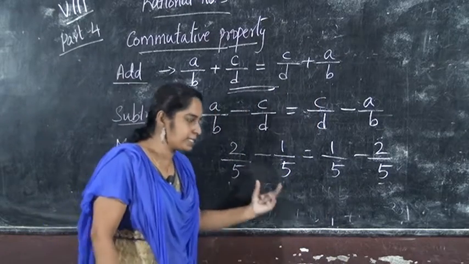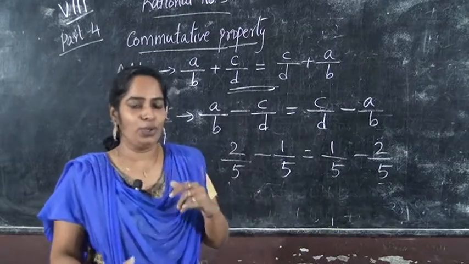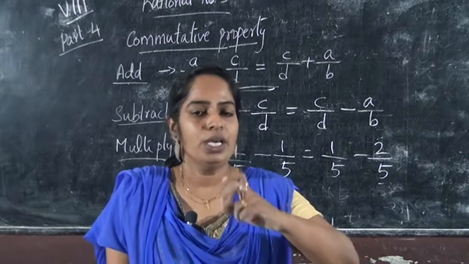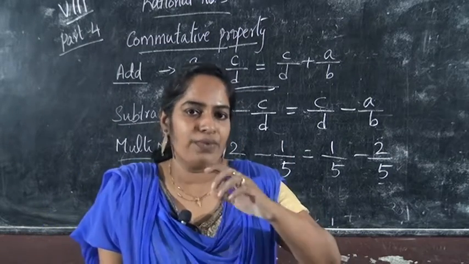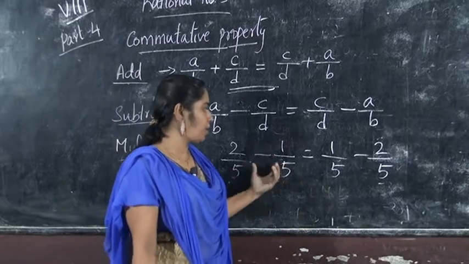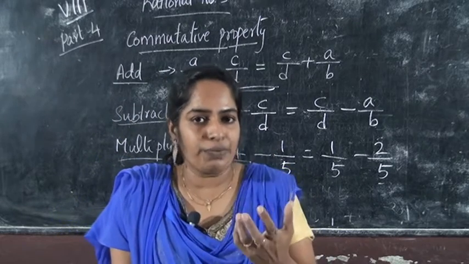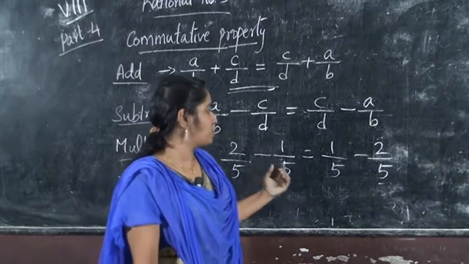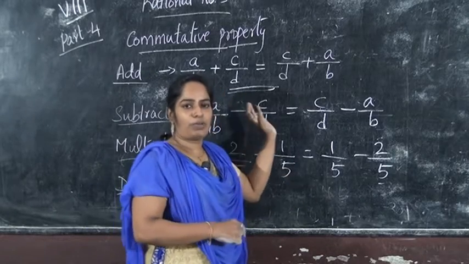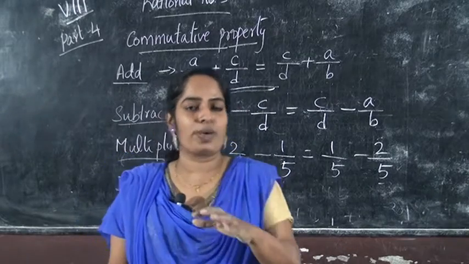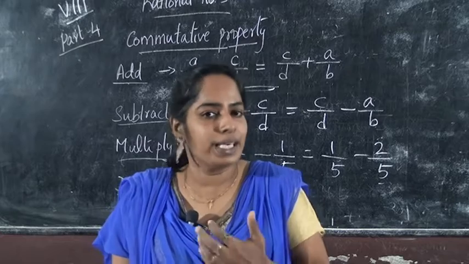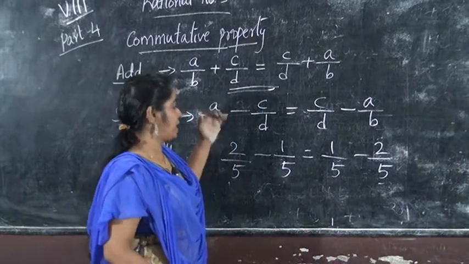Here the denominators are the same. I am giving you the same denominator so that you will be able to understand easily. If I take different denominators, you must first find the LCM. If the denominator is the same, you will be able to understand these properties very easily. That's why I am taking easy rational numbers.